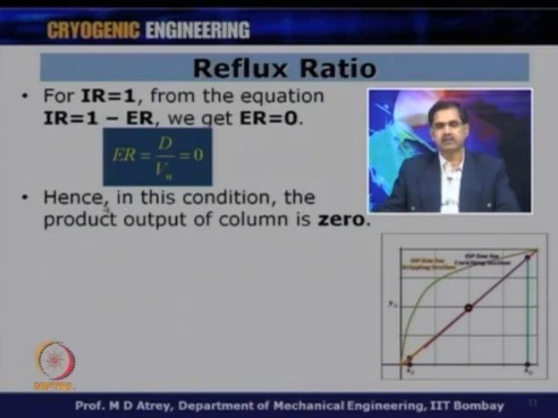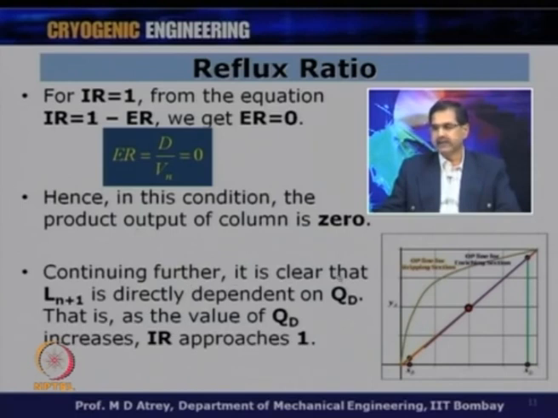This is not an admissible case, basically this is just a theoretical case. Nobody would like to have D equal to 0, because the whole rectification column is to get some D at the top and B from the bottom, isn't it? Therefore, this is a very extreme case where if D equals 0, then R is equal to 1, or when L by V is equal to 1, D is equal to 0.